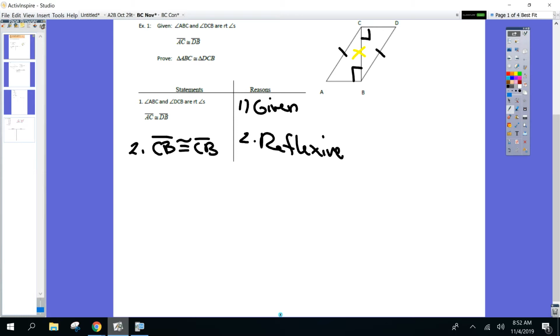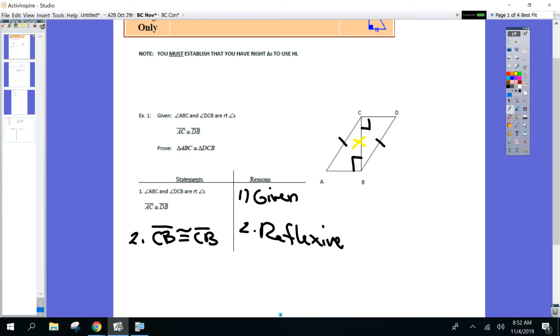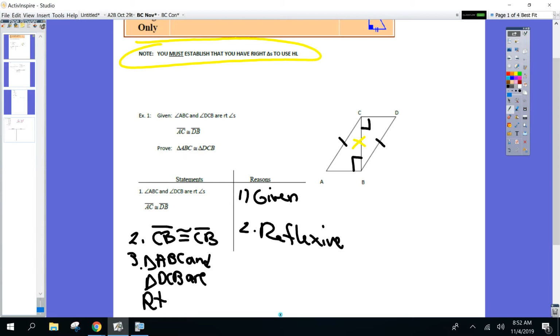What does have to go in, and this is up top on your notes, is that if you plan on using HL, you must say that you have what type of triangles? Right triangles. All right, so before we say these triangles are congruent, you need to tell me that they're actually right triangles first. So triangle ABC and triangle DCB are right triangles. Only in HL proofs do you need to say they're right triangles.